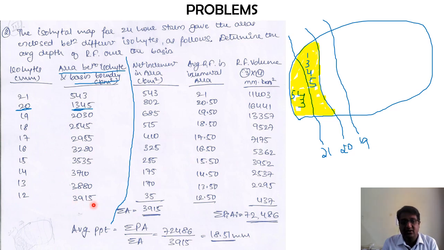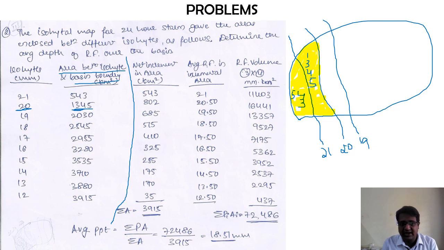3915 kilometers squared. Now, whenever we do the calculation, we usually take the individual area multiplied by the rainfall, add up all these products, and then divide by the whole area. But since they have given the cumulative value here, you need to convert that into effective areas. So how are you going to do that?